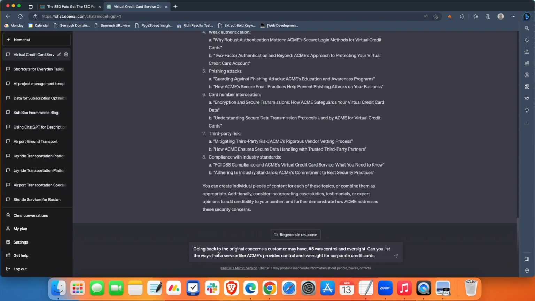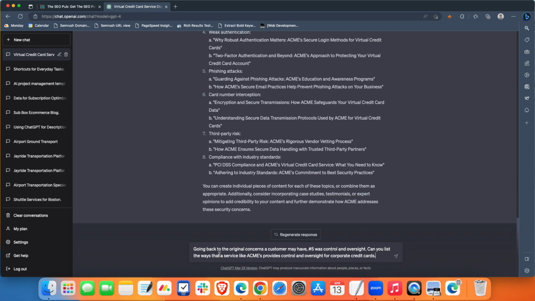Another thing we can do is tell ChatGPT to take a look at these from another angle to generate even more potential content ideas. So the next prompt I'm going to give it, going back to the original concerns a customer may have, number 5 was control and oversight. Can you list the ways that a service like ACME provides control and oversight for corporate credit cards? So instead of going from the idea of objections, we're positioning it from the idea of solutions.